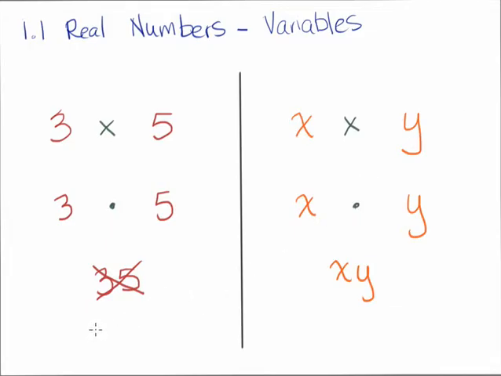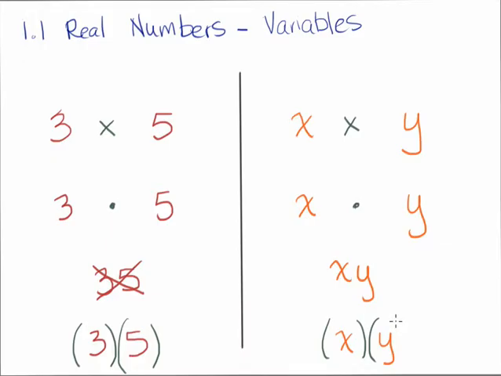One last one. 3 times 5 can also be written with one or both of the numbers in parentheses, like this. That means 3 times 5. This also means 3 times 5, and so does this. And I can do that with the variables as well. If I want to, I can write X times Y as X times Y, or x times y, or like this.